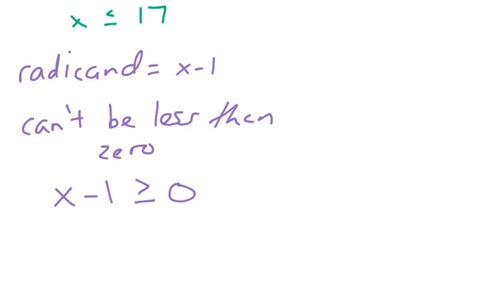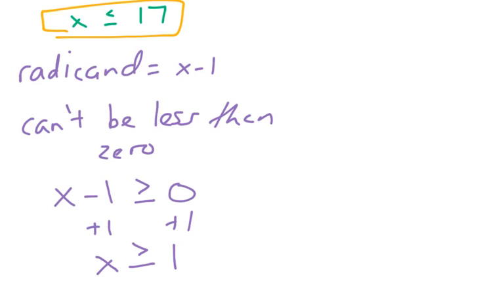So we actually have a second inequality hidden to solve, so plus 1 on both sides. This tells me that x is greater than or equal to 1. So we actually have two pieces to this solution. We have x is less than or equal to 17, but we also have this second part where x is greater than or equal to 1. So we've really narrowed our possible solutions.